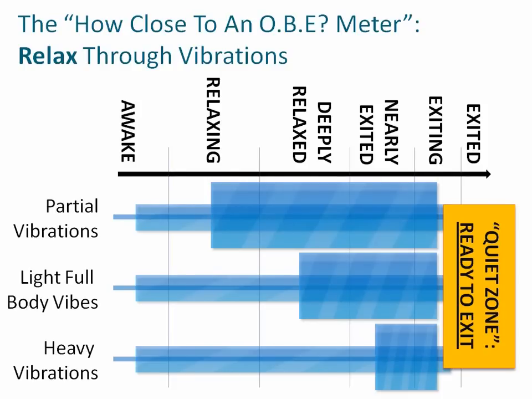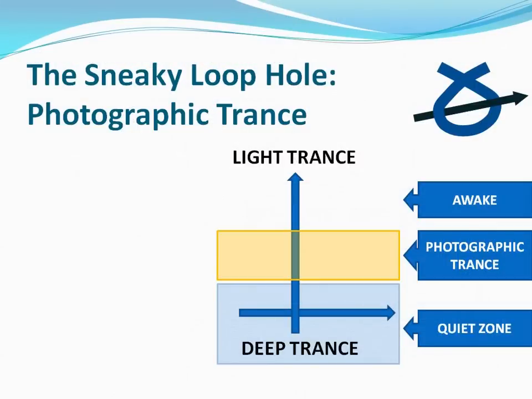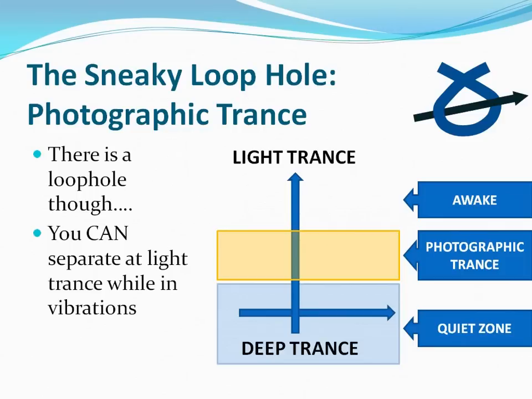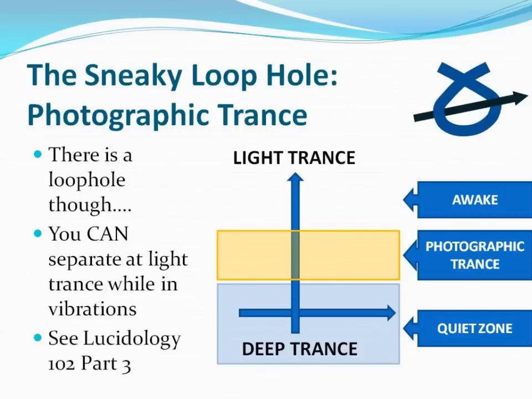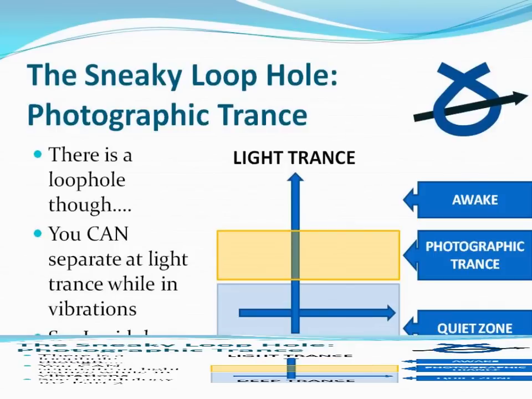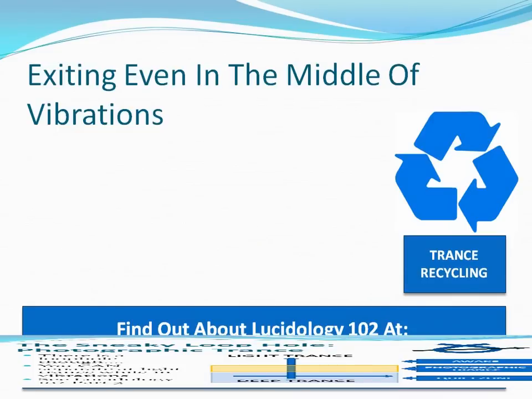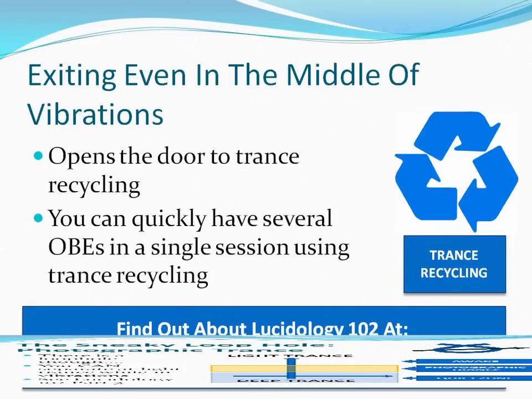By the way, there is a sneaky loophole that allows you to cheat so you can do OBEs even when you're in the middle of vibrations. We'll cover this sneaky cheat in Lucidology 102, Part 3. The trick is to enter something called a photographic trance, which allows you to have OBEs at much lighter levels of trance, so you don't have to be in full sleep paralysis to separate. This loophole also opens the door to a technique called trance recycling. Trance recycling allows you to have a dozen or more OBEs in a row and quickly rack up a massive number of OBEs in a single session.